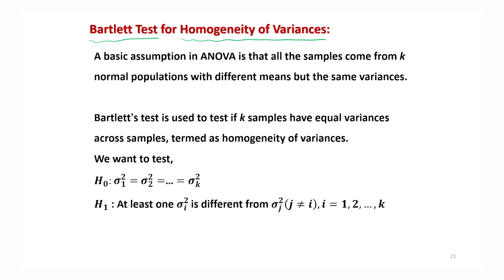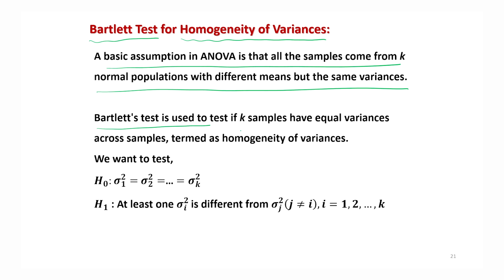If that is accepted, then you conduct the analysis of variance with the option var.equal equal to true. Otherwise, use the option var.equal equal to false. So a basic assumption in this analysis of variance is that all the samples come from k independent normal populations, which have different means but the same variance. In order to check whether they have the same variance or not, we use the Bartlett test, and it tests whether k samples have equal variances across the samples. This is called homogeneity of variance.